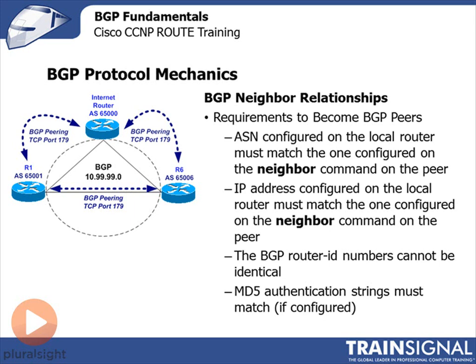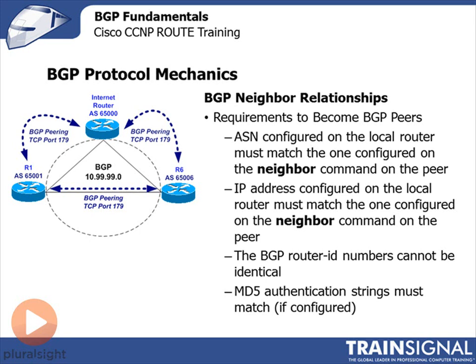BGP peers have several requirements in order to establish a relationship. The autonomous system number that's configured on the local router has to match the one configured on the neighbor command on the peer. Now let me explain that a little bit. In our graphic, router 1 is in autonomous system 65001. So the process would be started with router bgp 65001. But then in order to configure a neighbor relationship under that process on router 1, you would type neighbor 10.99.99.6, because that's router 6's IP address, remote-as 65006.